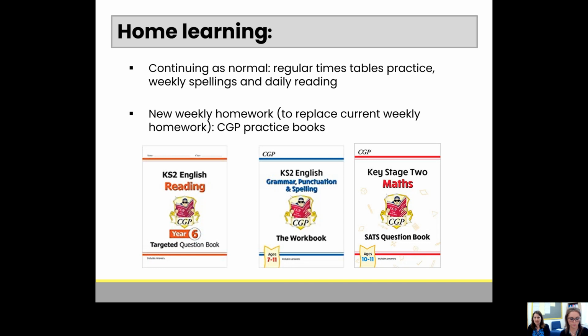In terms of the changes that we're going to be making from now on until the assessments in May, instead of the current teens homework that we've been setting every week, we'll be now moving over to using CGP practice workbooks to set the homework, which I'm really excited about. We've purchased a book for every child in reading, English, grammar, punctuation and spelling, and maths. So the three books that you can see there on the screen, each child will be receiving one of those books each, and they will be the books that they will be using at home. So they'll take them home and then do their homework that's being set in the books and then bring them back.